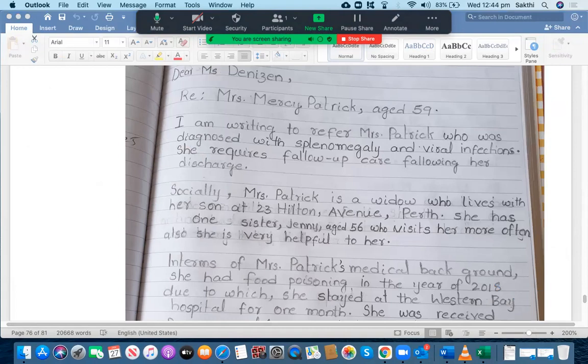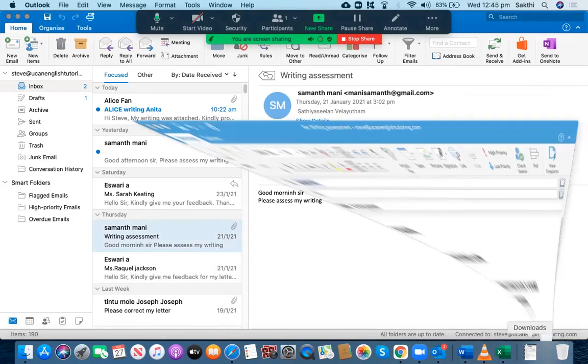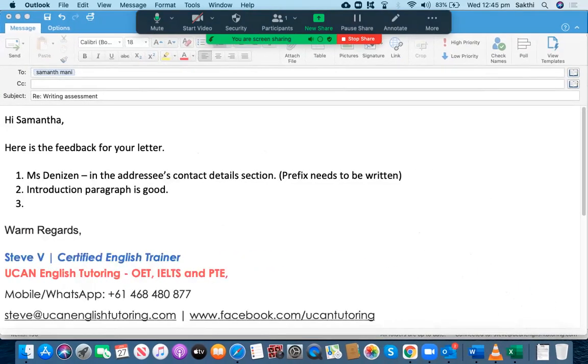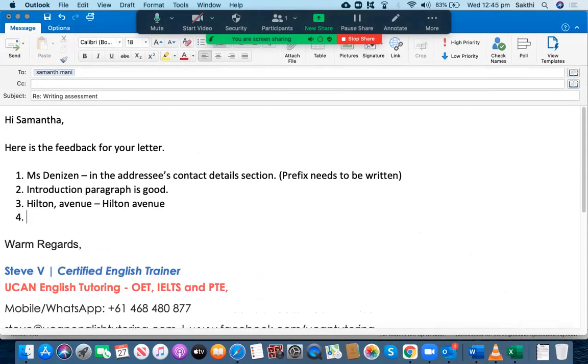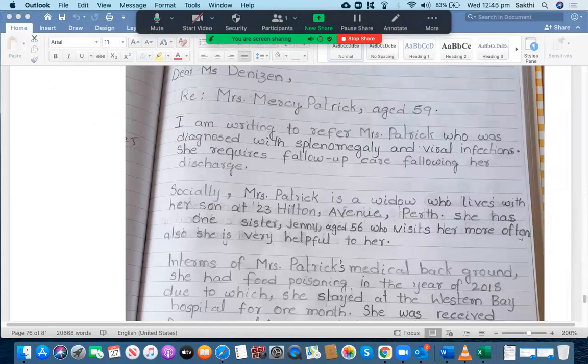Socially, Miss Patrick is a widow who lives with her son at 23 Hilton Avenue, Perth. So between Hilton and Avenue, there must not be any comma. She has written down a comma. She needs to remove this comma. Hilton Avenue is one piece of information only. You don't need to place commas in between. So Hilton, comma, Avenue, that's wrong. It's going to be Hilton Avenue, without any commas in between. Okay, let's go to the next one.